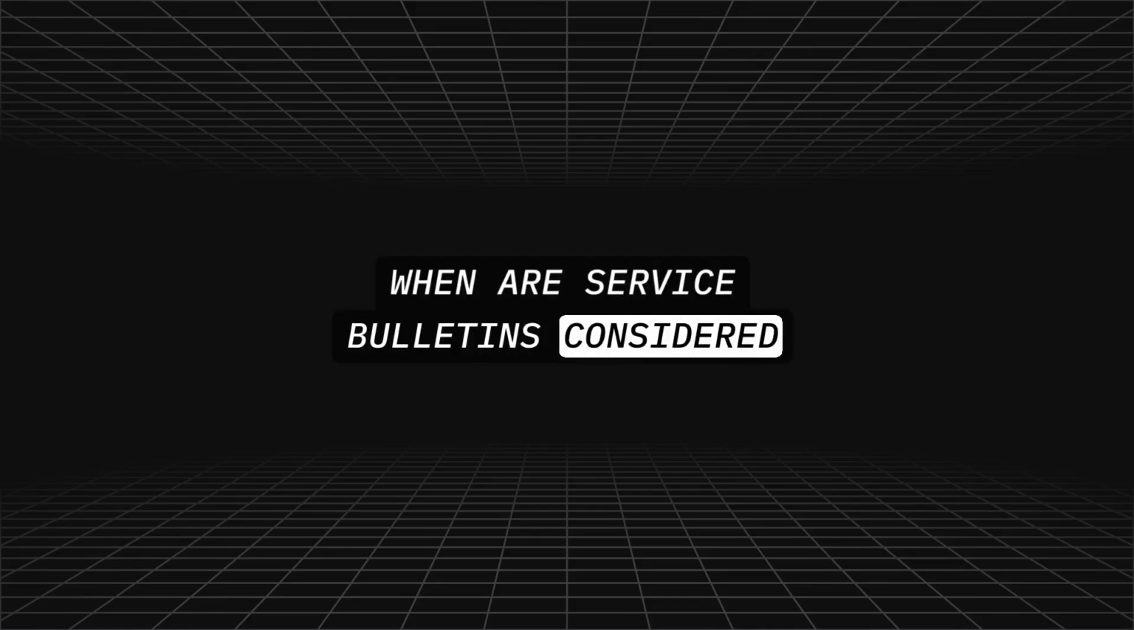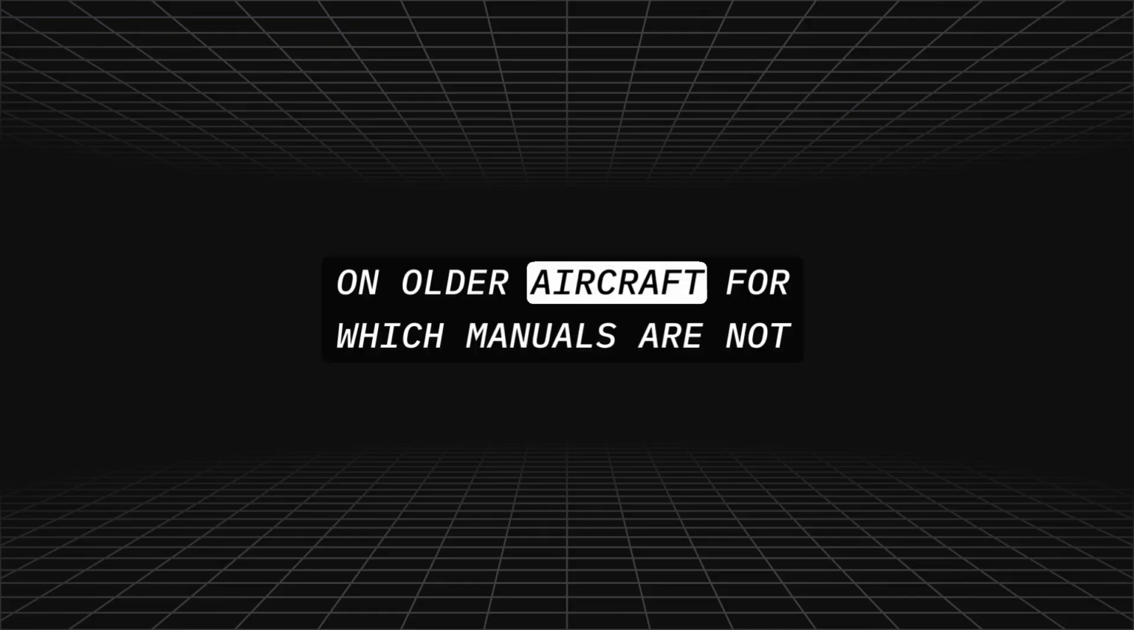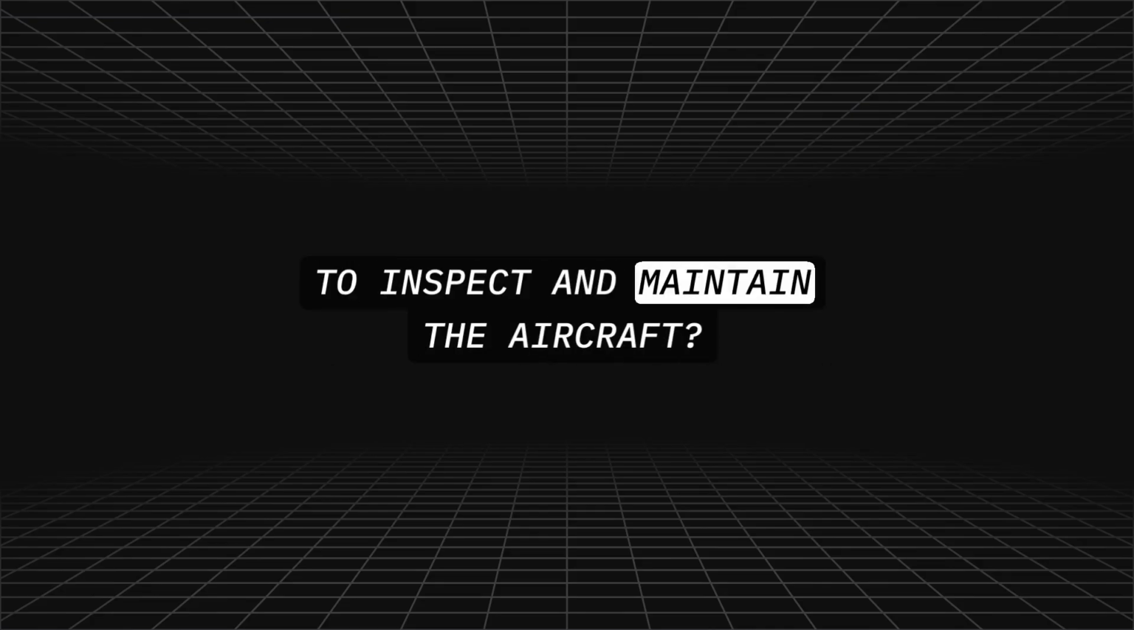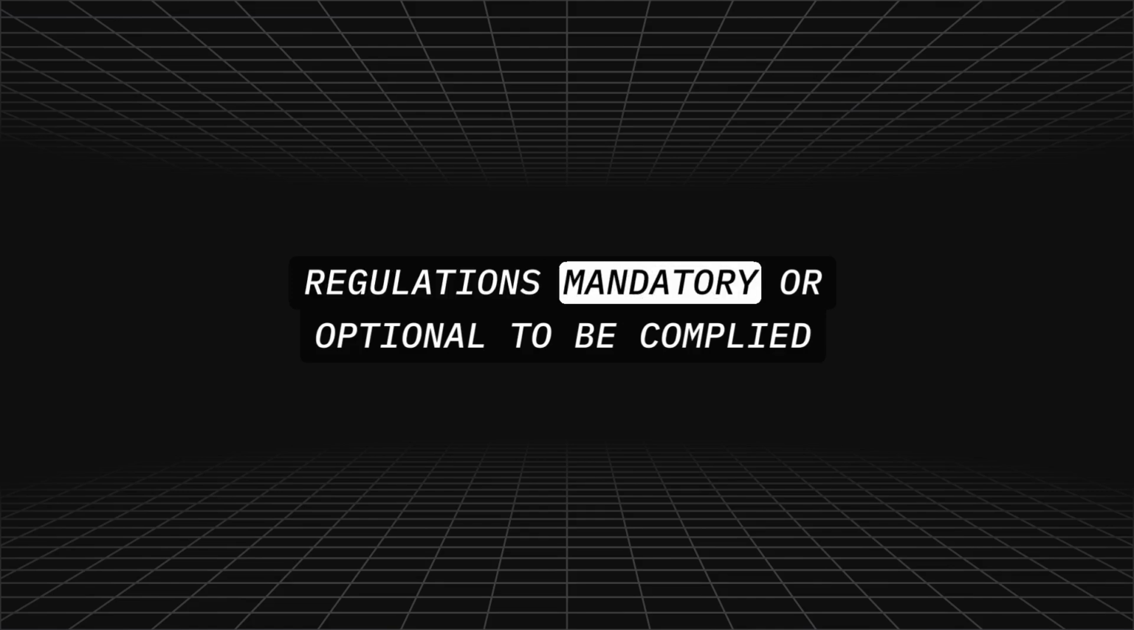When are service bulletins considered mandatory? When they are referenced within an airworthiness directive. On older aircraft for which manuals are not available, what publication could be used to inspect and maintain the aircraft? The AC 43.13. Are statements included in the Federal Aviation Regulations mandatory or optional to be complied with? They are mandatory.